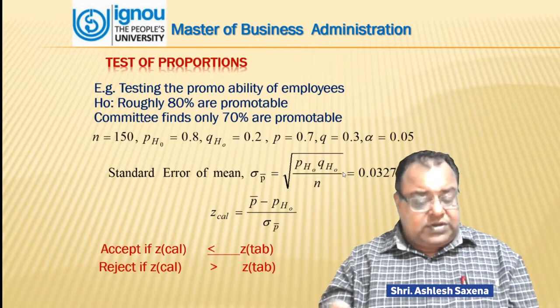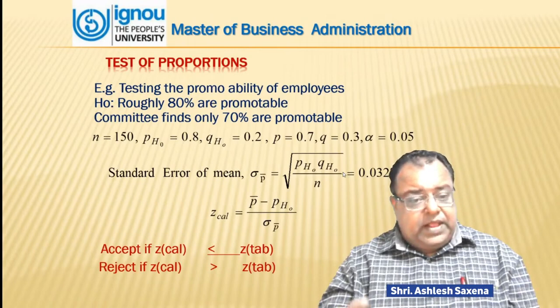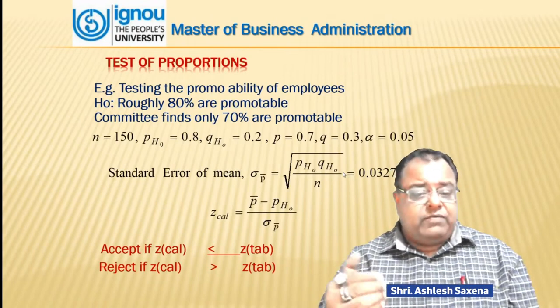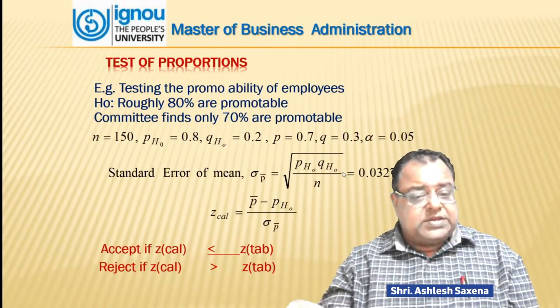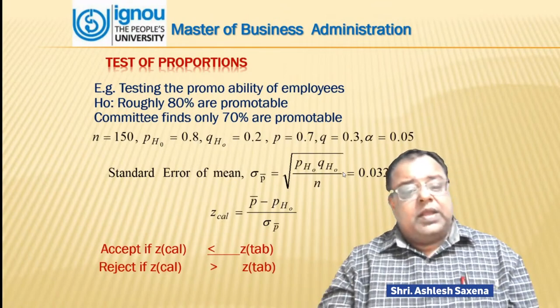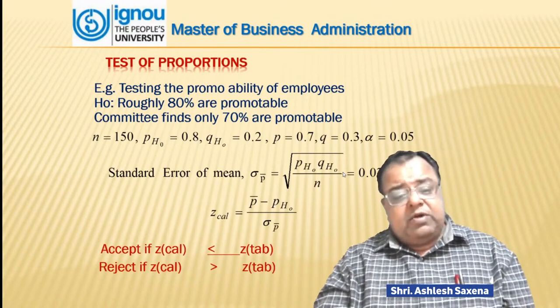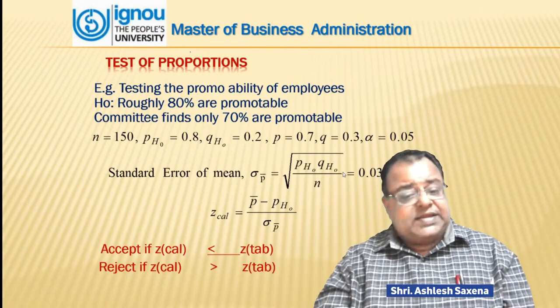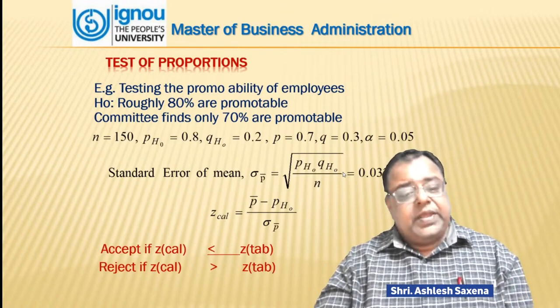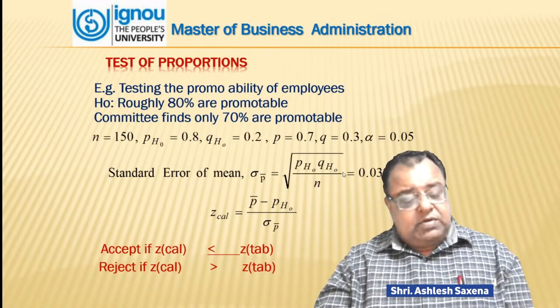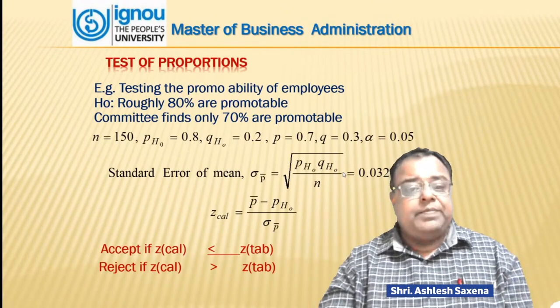Now, we move on to the Z calculated value. For the Z calculated value, we have to find P bar minus P naught upon sigma P bar. If the Z calculated value is less than the Z tabulated value, we accept it. And if the Z calculated value is greater than the Z tabulated value, we reject it.